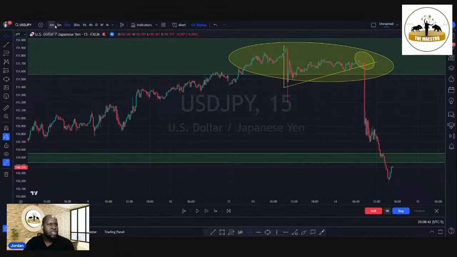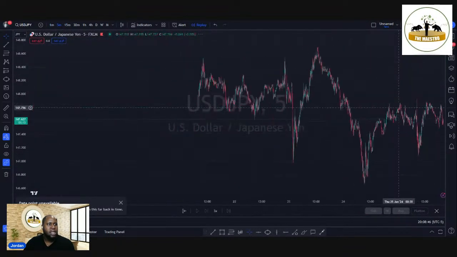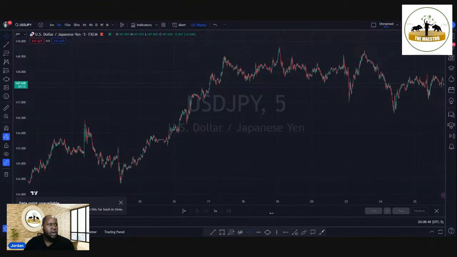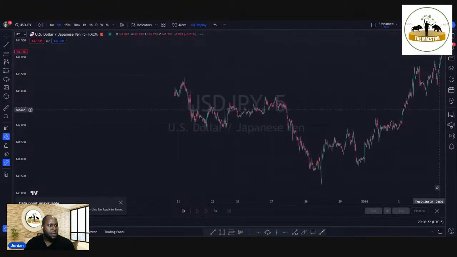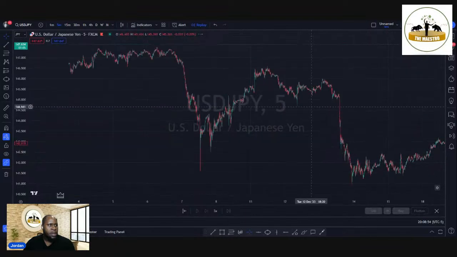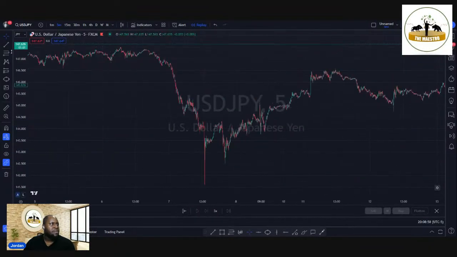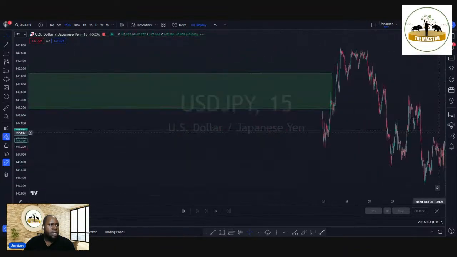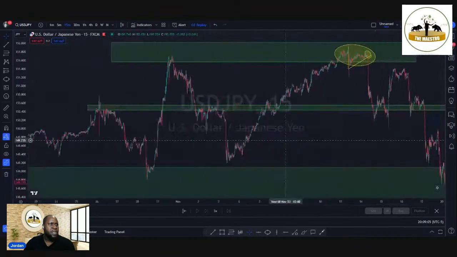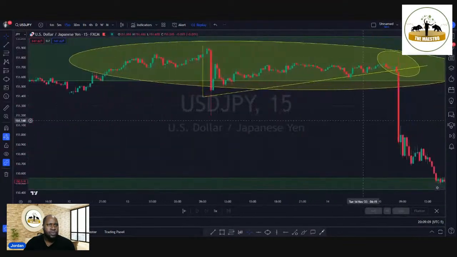We'll drill this down all the way to the 5 minute, and we're going to take a look at what's going on here on the 5 minute time frame. Let's just find that area. Let's see if we can find that area. I don't think we can find that area on the 5 minute time frame, so that's okay. Let's find this area on the 15 minute time frame. And as we get to the 15 minute time frame, this is what we want to do.